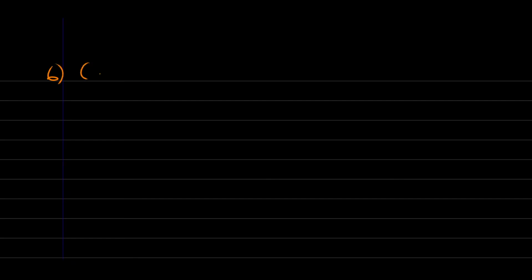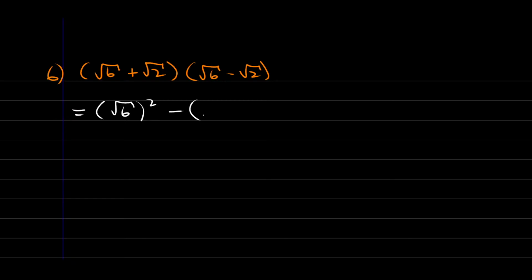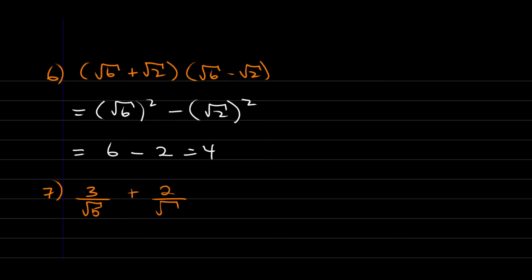Alright, so let's say (root of 6 plus root of 2) into (root of 6 minus root of 2). And again, we're going to expand this out, difference of 2 squares. Notice that it's just going to be equal to root of 6 squared minus root of 2 squared. And then we're going to have 6 minus 2, and that's 4.